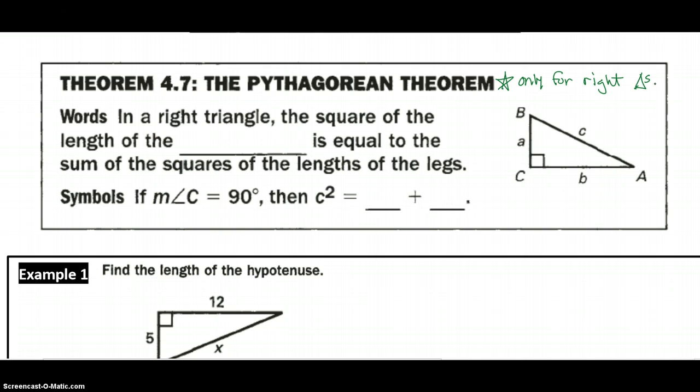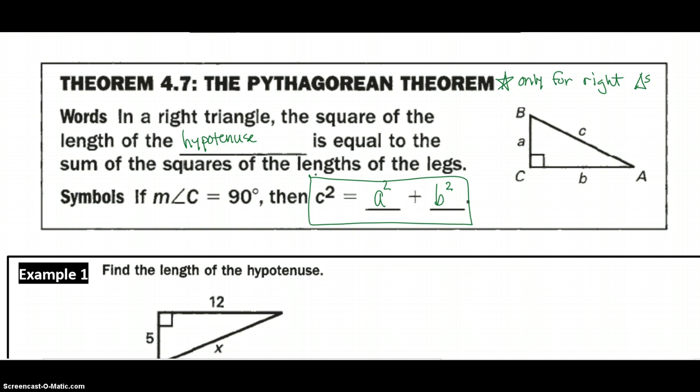And in words it says, in a right triangle, the square of the length of the hypotenuse is equal to the sum of the squares of the lengths of the legs. Now that's a lot of words. But if we break it down, all it means is that c squared is equal to a squared plus b squared. This, my friends, is the Pythagorean theorem.